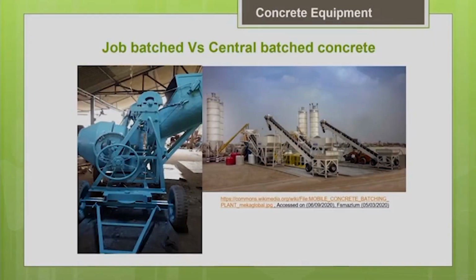Next is about job batched concrete versus central batched concrete. The basic difference is that job batched means you are going to prepare the concrete at your job site. Central batched concrete means your concrete will be prepared in the batching plant, and it will be brought to the job site in an RMC transit mixer. That is the basic difference between job batched concrete and central batched concrete.